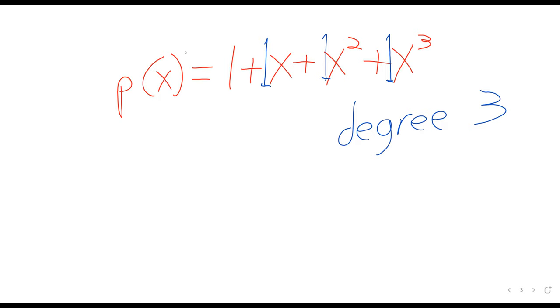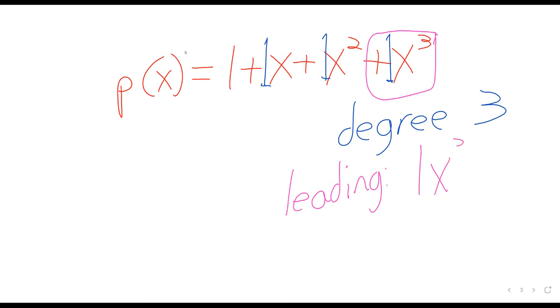So this is a degree 3 polynomial. We look for the third power. It's there, the leading term is 1x cubed. Of course, multiplying by 1 doesn't do anything. You could leave that off if you wanted to.